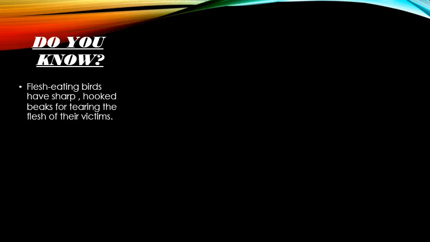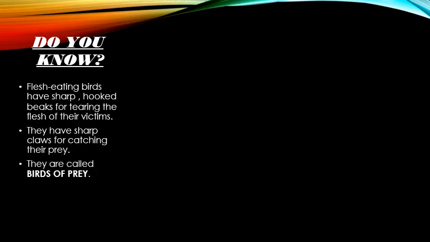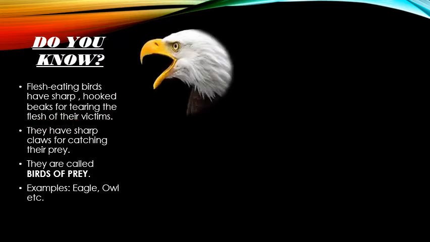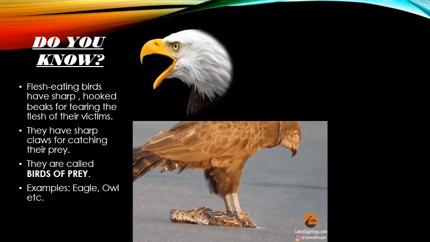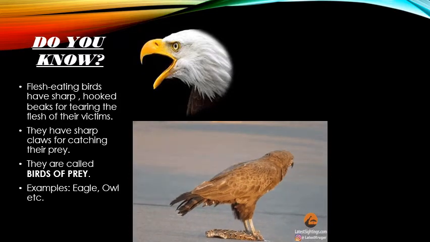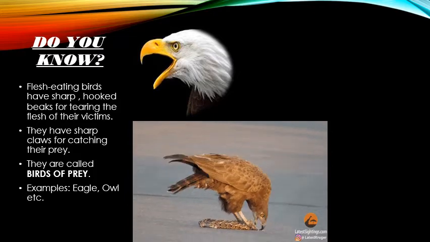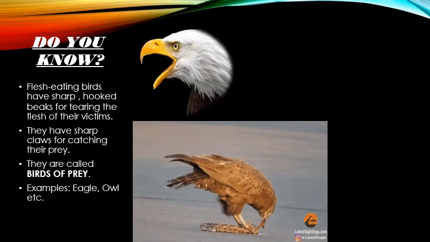So students, other than those animals about which we have learned in the previous slide, do you know that there are birds as well? Flesh-eating birds have sharp, hooked beaks for tearing the flesh of their victim, and it looks like this. It's an eagle, and you can see its beak. It is sharp enough to tear the flesh because it is hooked plus sharp, and this is how they can easily hunt any prey. Here you can see how easily it is eating a snake.